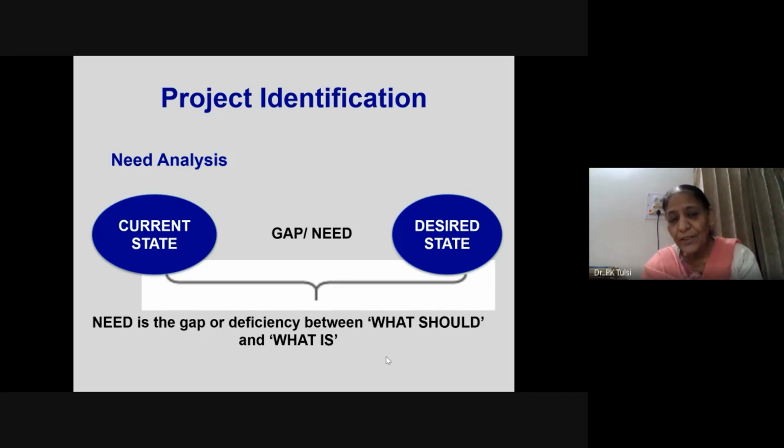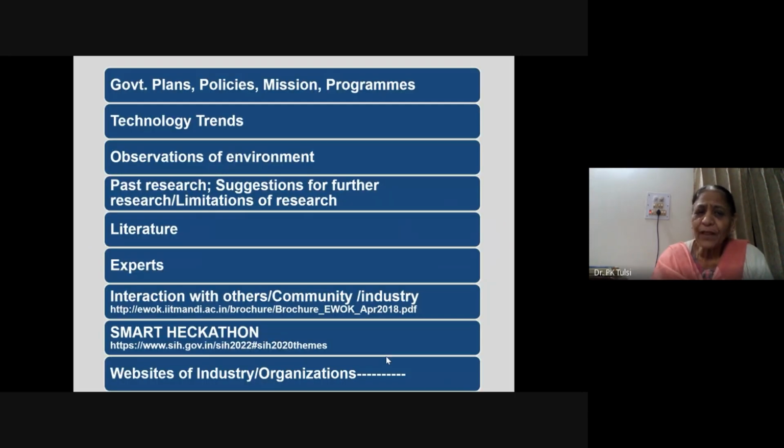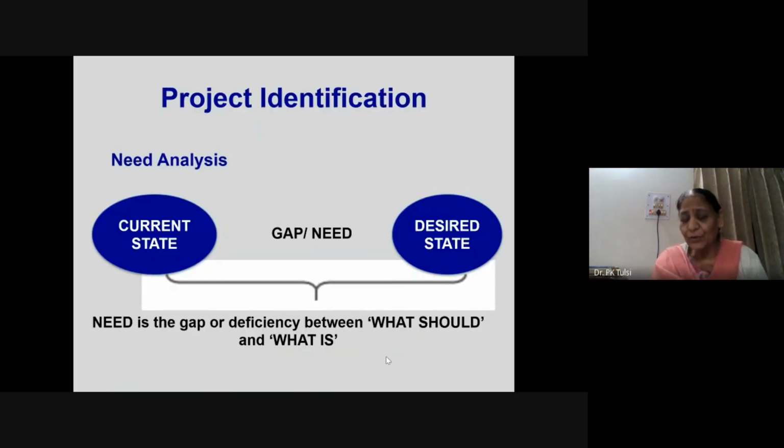So what need analysis tries to do is identify that gap or deficiency between what should be and what is. Once this need analysis is carried out, you are able to identify the gap or the deficiency.